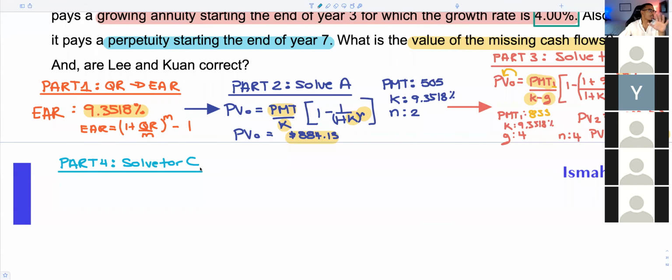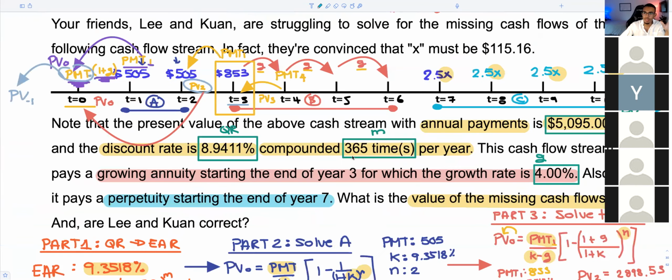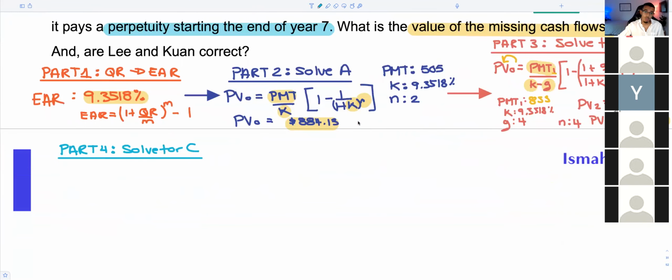The first thing I'd like to highlight here is that C is for sure a perpetuity. We know that. Now a perpetuity can only have one formula, a good old formula that we all understand and love: simple, present value is equal to payment over K. So we know this, we understand that. Now it's more so solving for the stuff that we have.